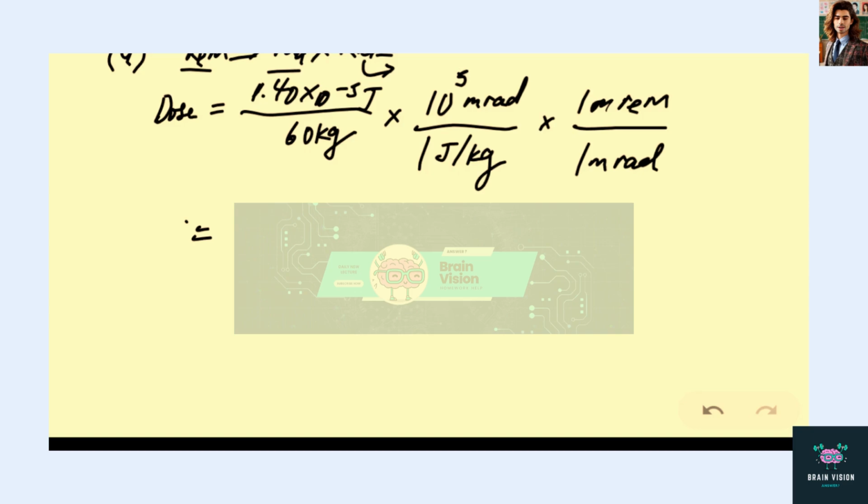And we should get a value of 2.33 times 10 to the power of minus 2 millirem per year, compared to the limit of allowed dose, that is 100 millirem. This is much smaller, so it's not very significant for an adult.